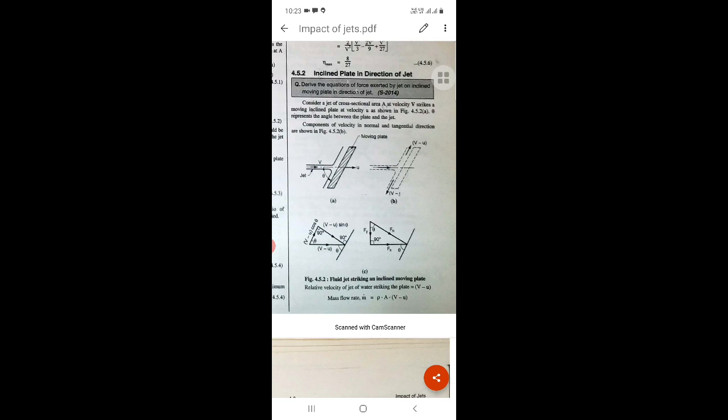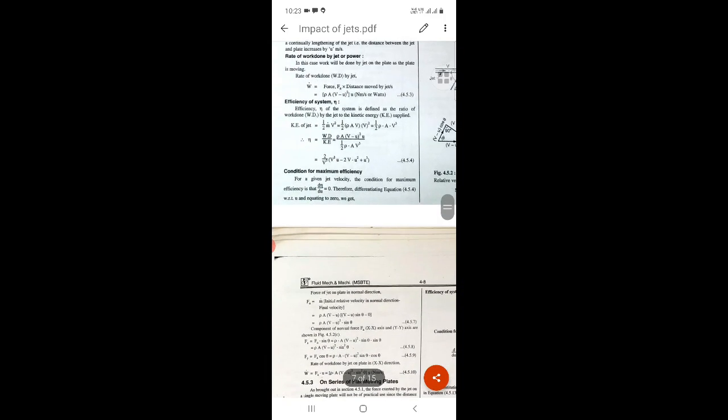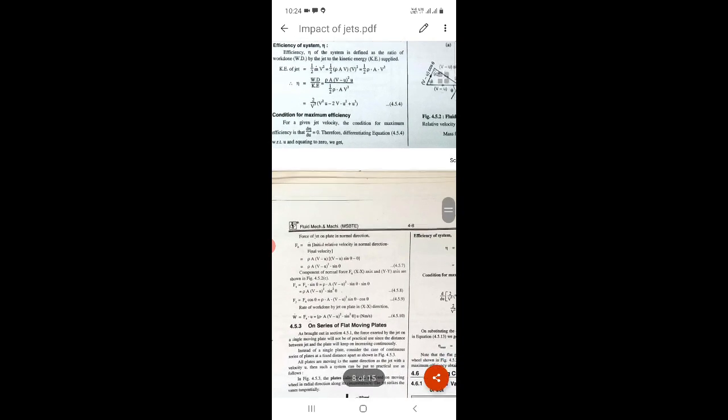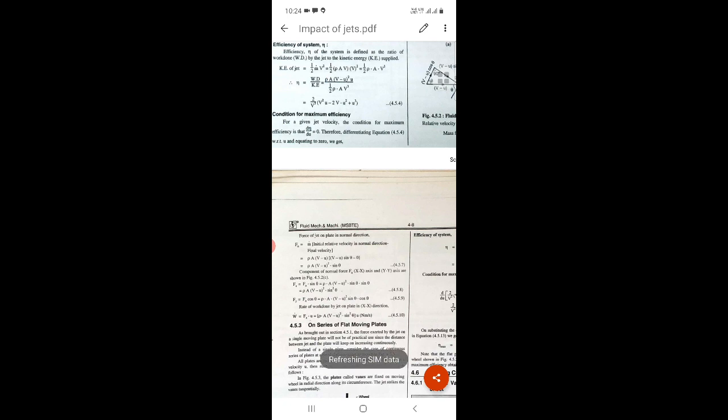Mass flow rate is rho A (V minus U). The force in the normal direction is m dot into initial velocity minus final velocity. Rho A (V minus U) is the mass flow rate, density into area into velocity. So rho A (V minus U) into (V minus U) sin theta. So Fn is rho A (V minus U) whole square sin theta. This is the force of the jet in the normal direction. So the Fn value is completed. Write down the Fn value.